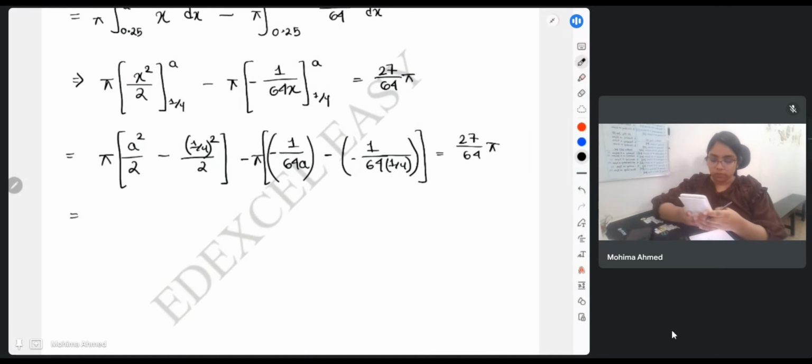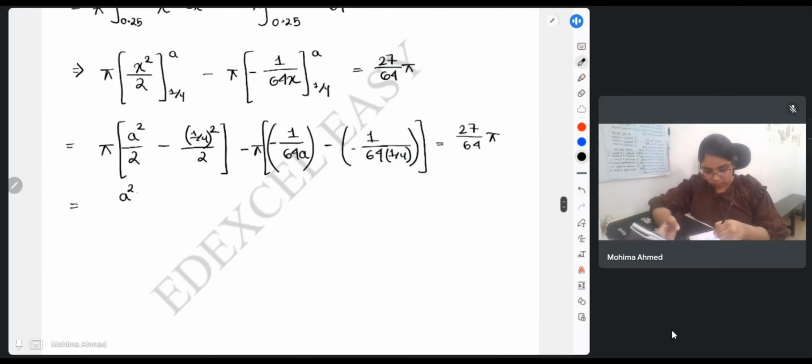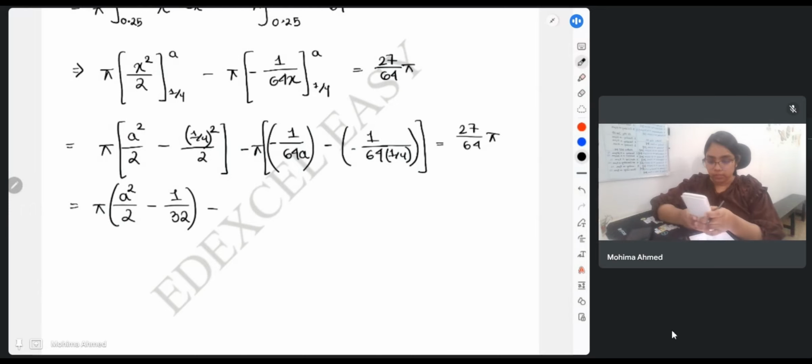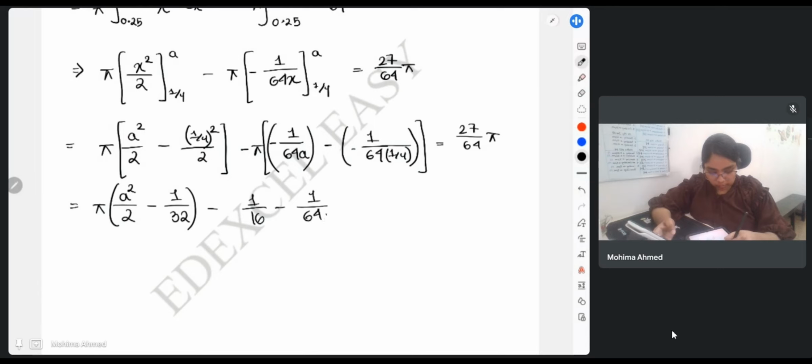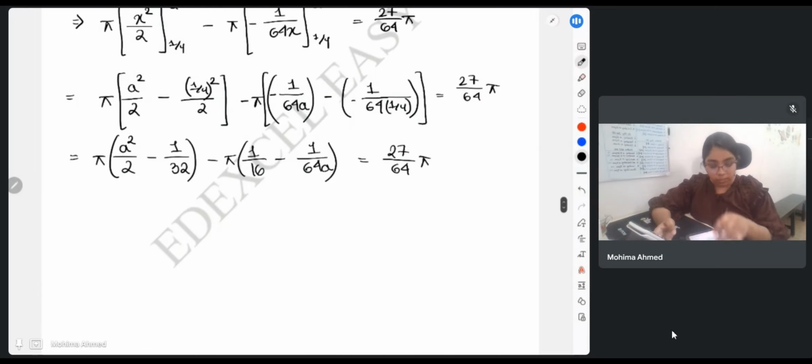Over here, (1/4)² divided by 2 is 1/32. So now you have a²/2 and 1/32. This entire thing is multiplied with pi. And in this case, this will be positive, right? So 1/64 multiplied with 0.25, you have 1/16 over here. So 1/16 minus 1/(64a) multiplied with pi equals 27/64 pi. I'll obviously take this pi common.